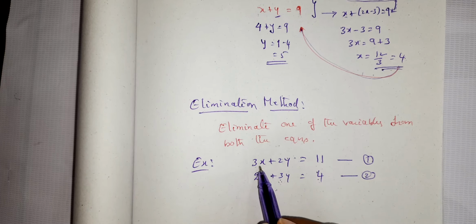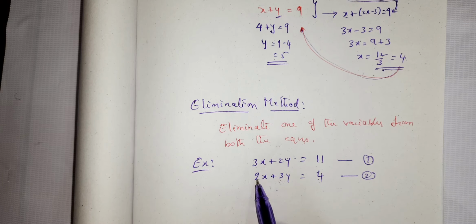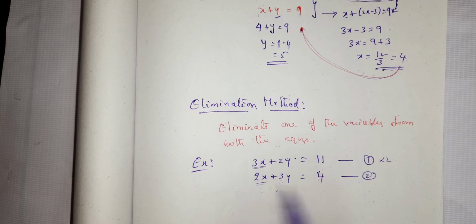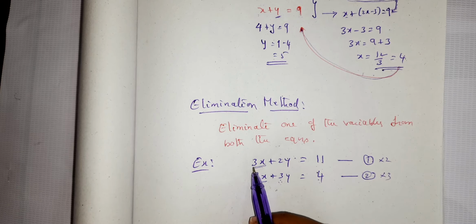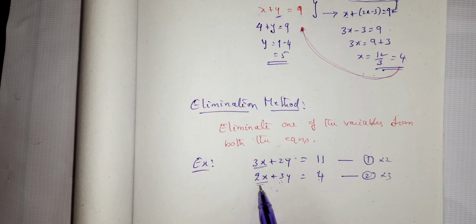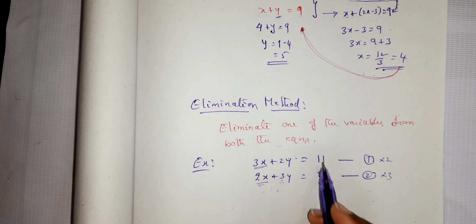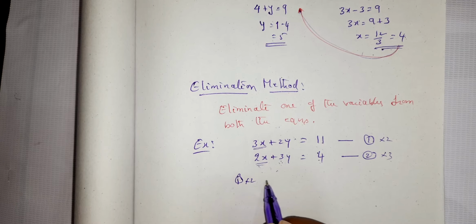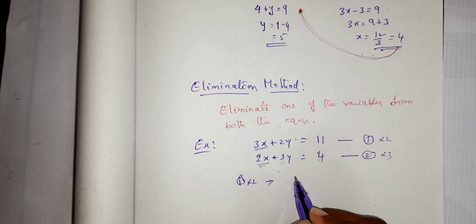But how to make it? Suppose if I want to eliminate x, I can multiply this with 2 and I can multiply this with 3. So that 2 into 3 is 6, 2 into 3 is 6. Right? So therefore, let me write it like this. Equation 1 multiplied by 2. Right?